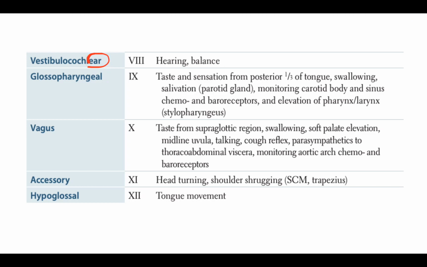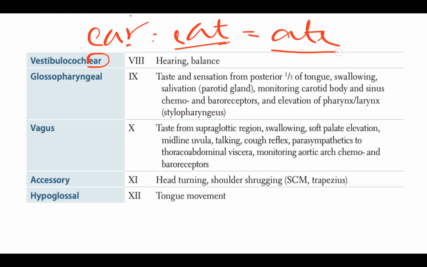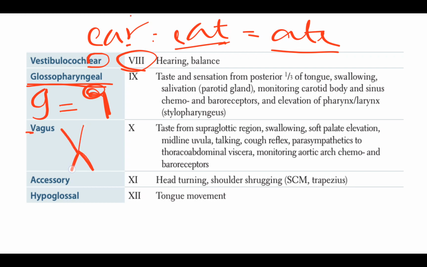This is a bad mnemonic, but just bear with me. Ear is nothing but eat. Just replace R with T and then jumble these. EAT becomes ATE. Therefore, 8. Glossopharyngeal, the term starts with G, which looks like an N, which looks like a 9. Vagus, just make this V double V. Just draw another V here. So this becomes 10.